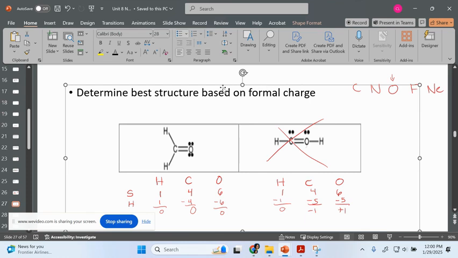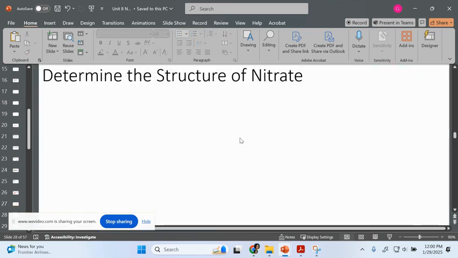All right, nitrate. So nitrate, the formula for nitrate is NO3 with a -1 charge. See if you can figure out the structure of that guy.